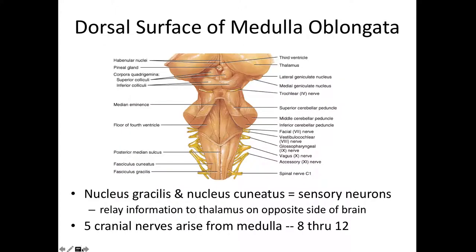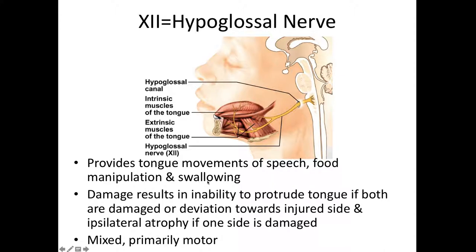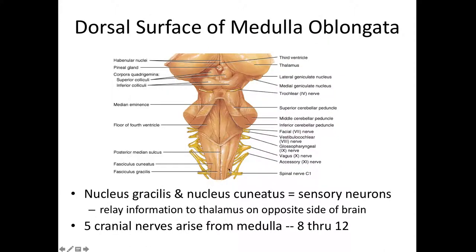All right, so the dorsal surface. We've flipped it around now, so the pyramids are on the other side. The nucleus gracilis and nucleus cuneatus: here's the nucleus cuneatus, here it is on this side, and here is the fasciculus gracilis. The fascicle is the white matter chunk, the nuclei are inside of there, and these contain sensory neurons, which relay information to the thalamus on the opposite side of the brain. On their way up to the thalamus, they decussate to the other side.